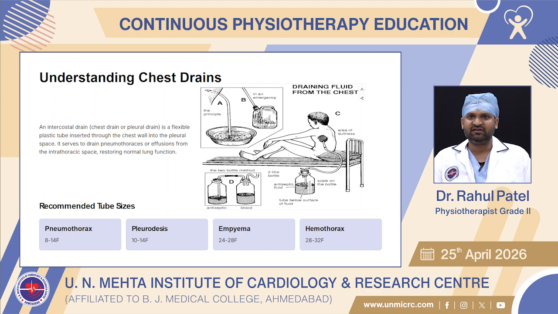Two bottle method: one bottle antiseptic, second bottle from blood. Recommended tube size: pneumothorax 8 to 14 French, pleurodesis 10 to 14 French, empyema 24 to 28 French, hemothorax 28 to 32 French.